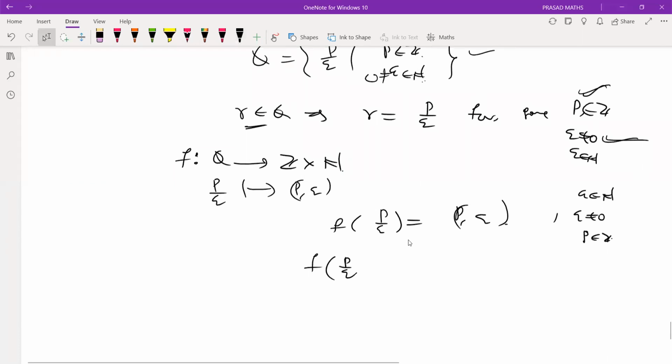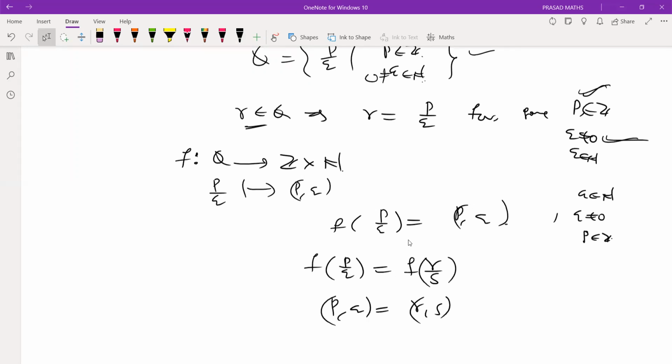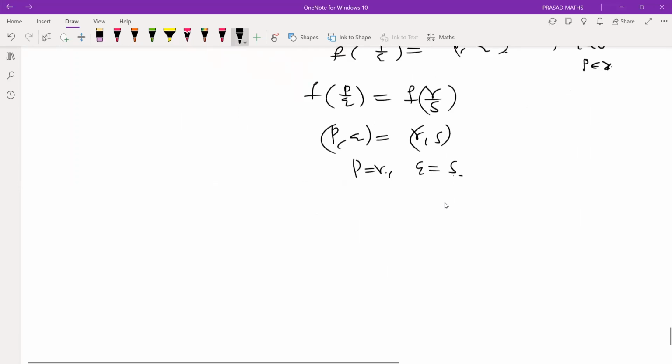Suppose f of p by q is equal to f of r by s. What is this? p comma q is equal to r comma s. So two ordered pairs are equal if and only if corresponding elements are the same. Therefore p equals r, q equals s. Therefore p by q equals r by s. Therefore f is 1-1. What is my f? 1-1 function.